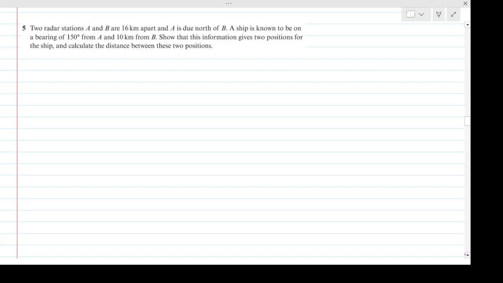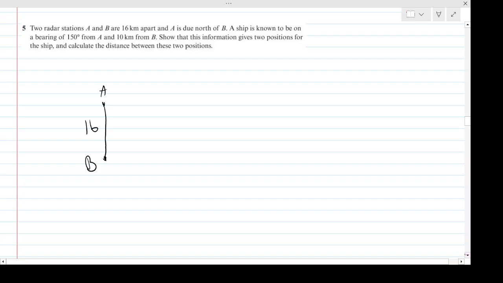So it's best to break it down part by part and try to spot where the points are roughly. We're given two radar stations, or two points A and B, and they're 16 kilometres apart, so the distance between them is 16, and A is due north of B. So if I plot B somewhere, A is due north of B, so A is upwards, completely upwards in the north direction. And if the distance is 16 apart, A is going to be on top of it, like here, with a distance of 16. Right, there we are. So that's the first bit.